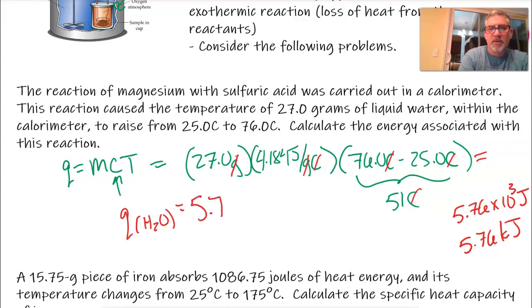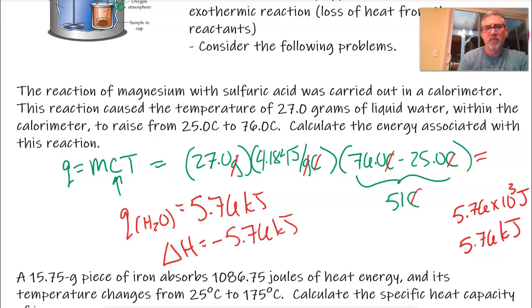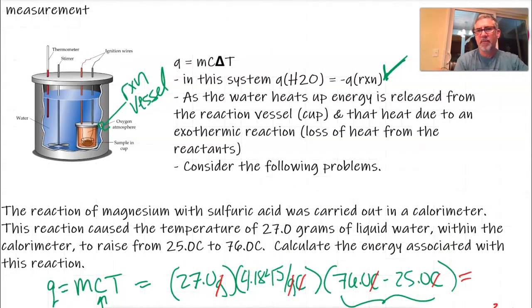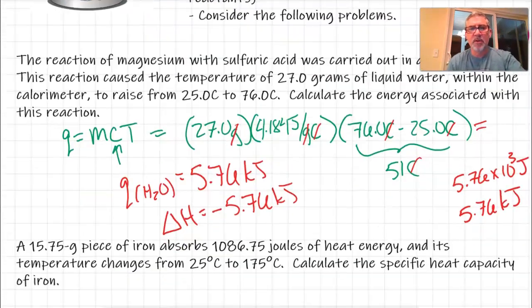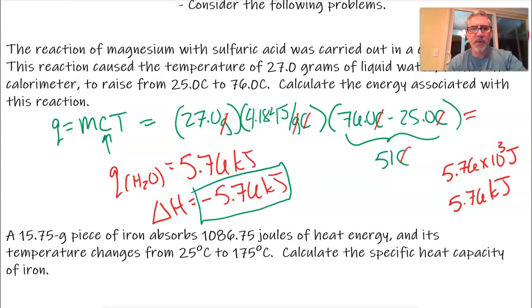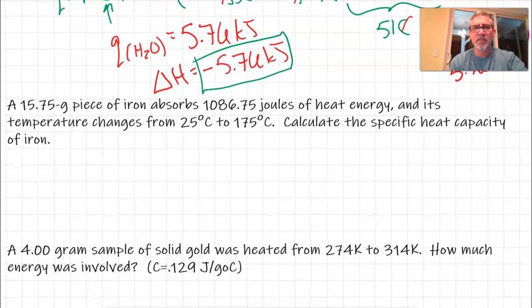Q equals 5.76. So my delta H is equal to negative 5.76, because remember, my Q of the water is equal to negative Q of the reaction. What this is saying is my reactants lost this much heat, to transfer it to the water. That's what it means. Okay, so here's a different type of problem.